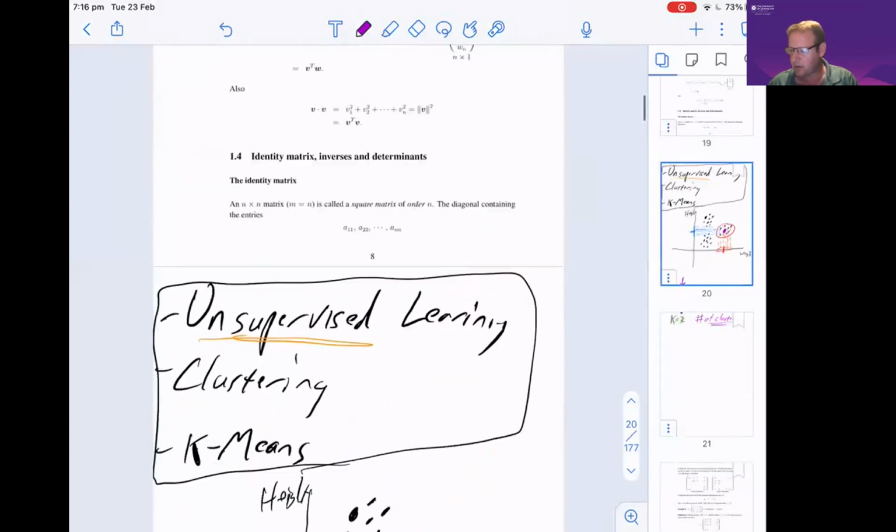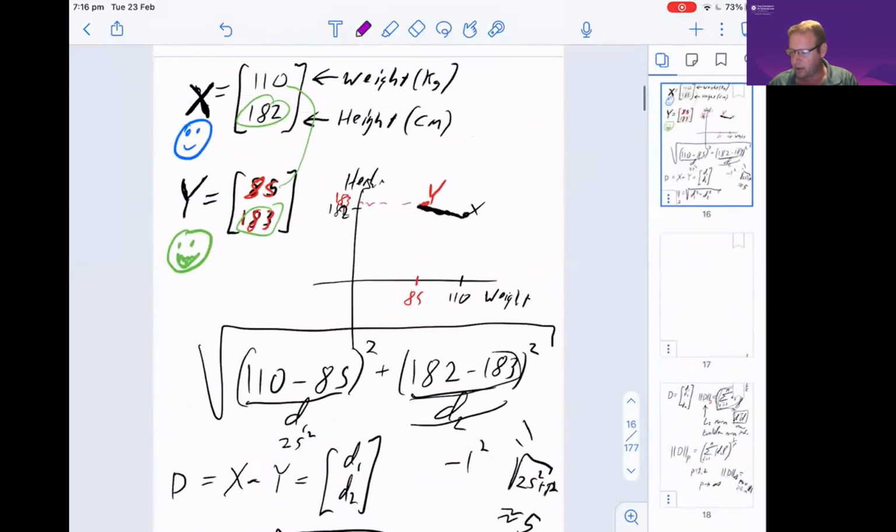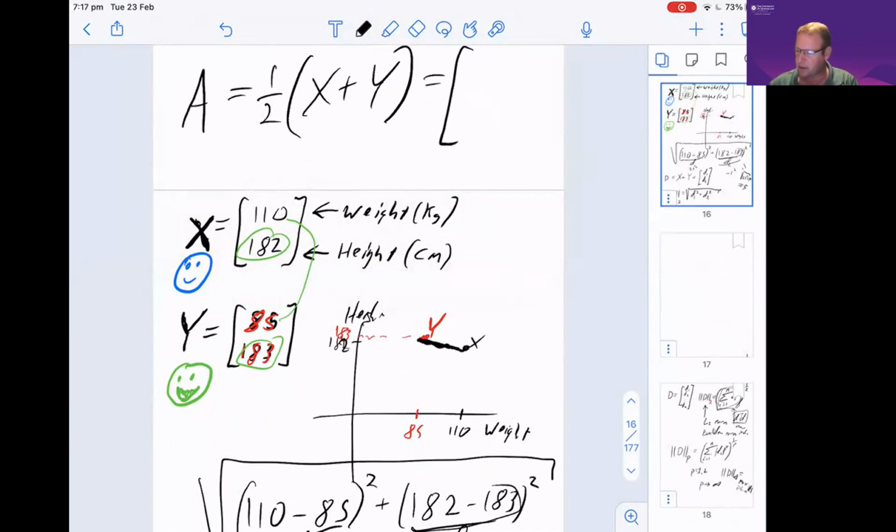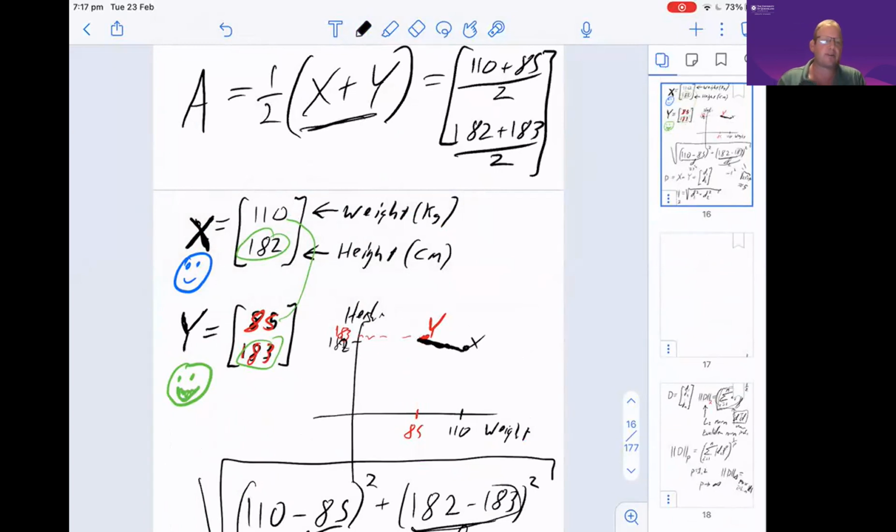Just to see it, let's do the average. I was Mr. X here, blue, and Mr. Y. We can do the average: X plus Y times a half. Let's call this A, the average. So that's 110 plus 85 over 2, and 182 plus 183 over 2. Notice that what I'm doing here is vector addition, which is just like matrix addition. I'm adding element-wise, and scalar multiplication.